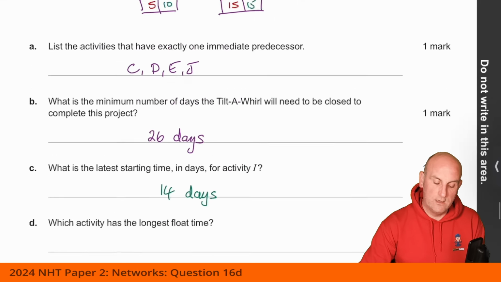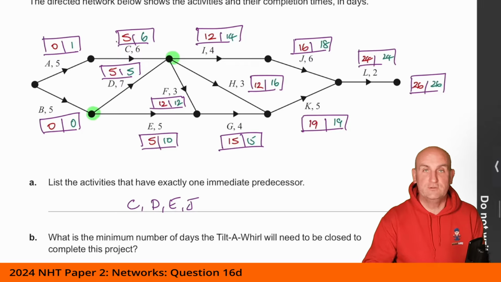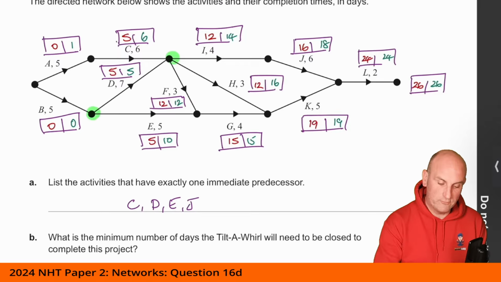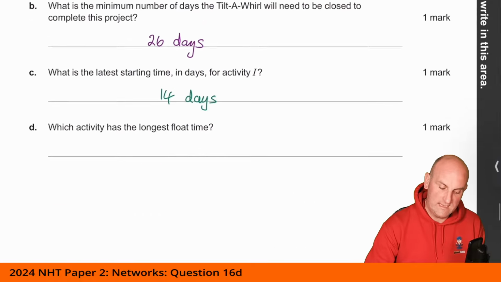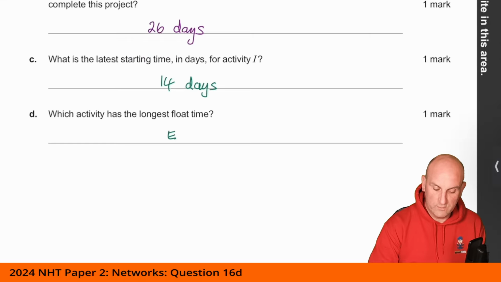Which activity has the longest float time? So again, without being able to do this process, you would never realize that the longest float time is in fact that one there. All right, so E, and it just simply wanted E. It didn't want the length of it.